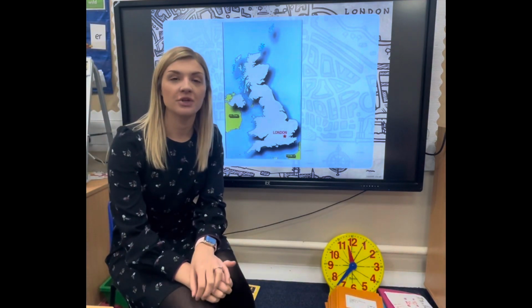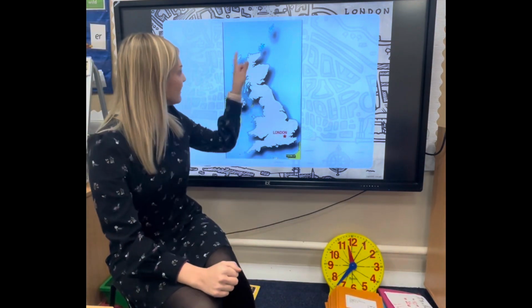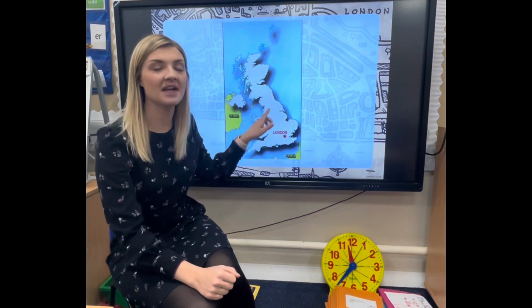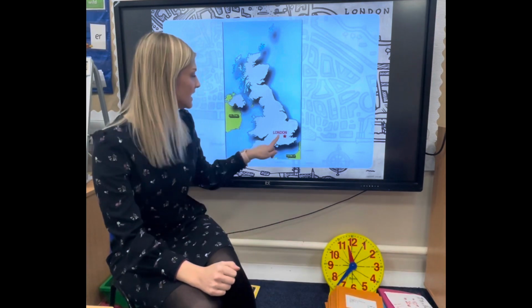This is a map of the United Kingdom. We live in the United Kingdom in a country called England, and the capital city of England is London.